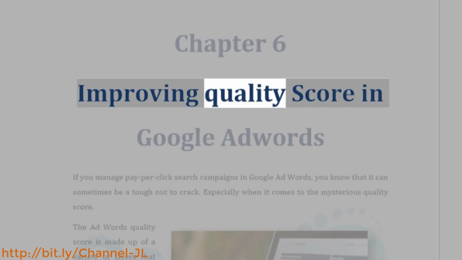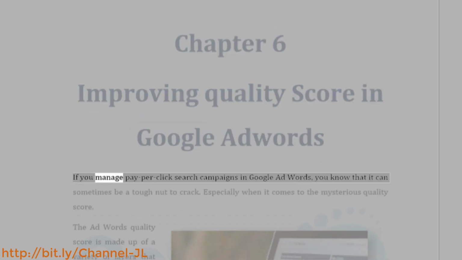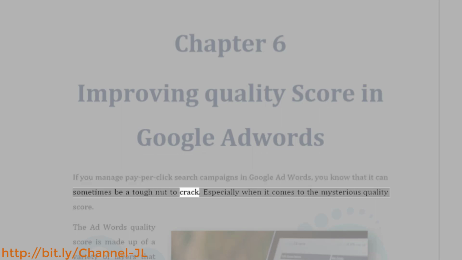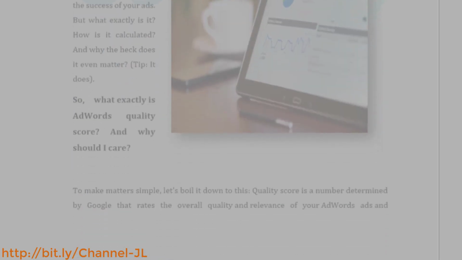Chapter 6: Improving Quality Score in Google AdWords. If you manage pay-per-click search campaigns in Google AdWords, you know that it can sometimes be a tough nut to crack, especially when it comes to the mysterious quality score. The AdWords quality score is made up of a variety of layers that have a major impact on the success of your ads. But what exactly is it? How is it calculated? And why does it even matter?